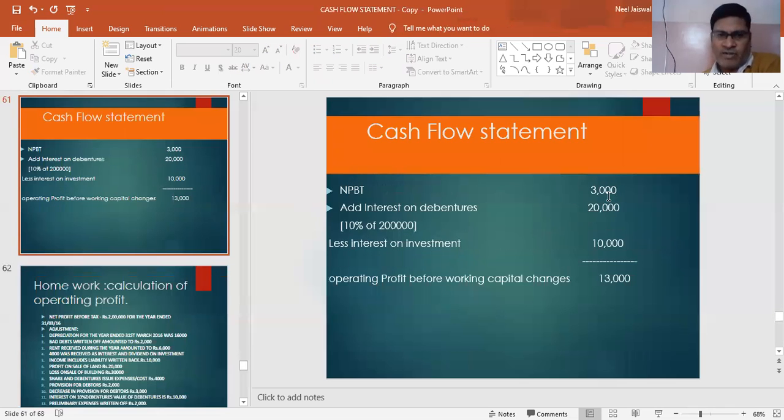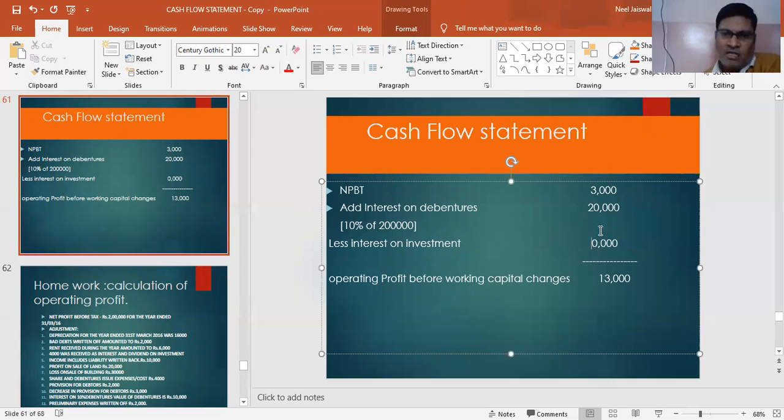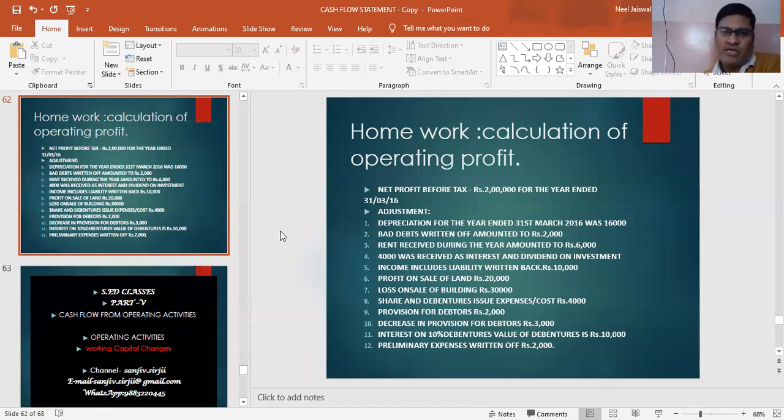NPBT we have got 3,000. Add interest on debentures because this is a payment to be done. So when we add the interest on debenture, it is coming to 23,000, and less interest on investment, which is an income. Therefore, it is coming down to again 3,000. And that will be considered as operating profit before working capital changes. Hope you all have understood, students. Any queries, please let me know.